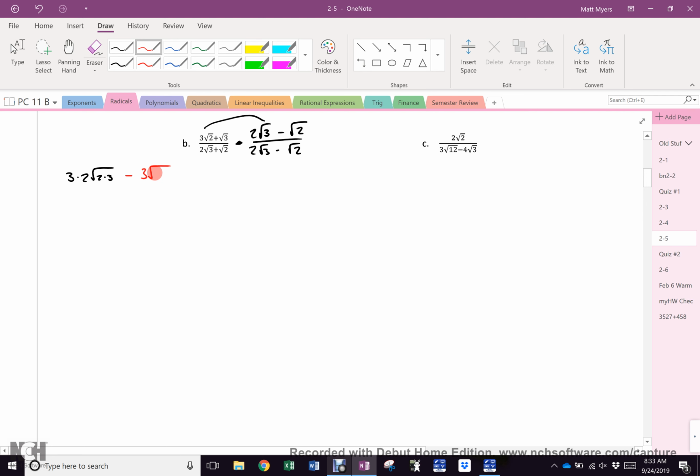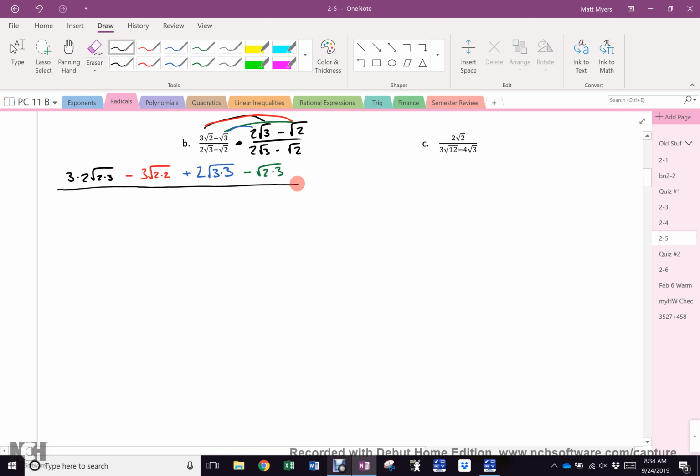Negative 3 root 2 times 2, because we're doing FOIL. And then plus what? 2 root 3 times 3, and then minus root 2 times 3.